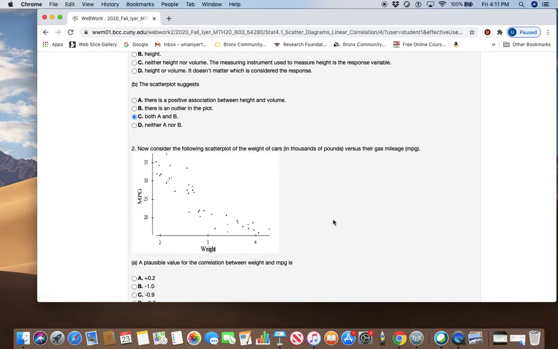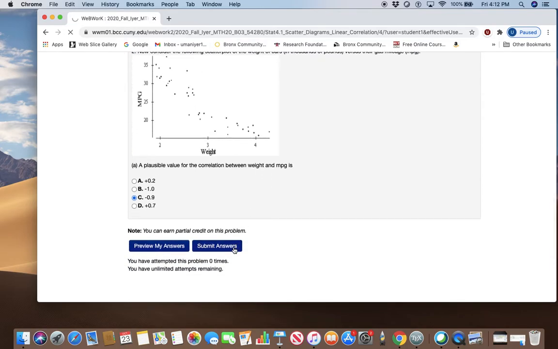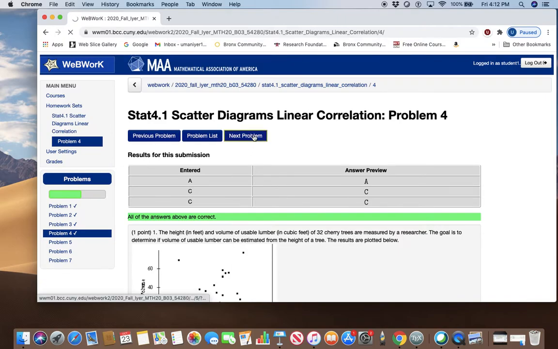Now let's consider the following scatter plot of weight of cars versus gas mileage. So this is a negative relation. Of these, it is not going to be negative 1.0 because negative 1 means you have an actual line. These are not on an exact line, so it is negative 0.9. It's close to a line, but not an exact line. Okay, next problem.